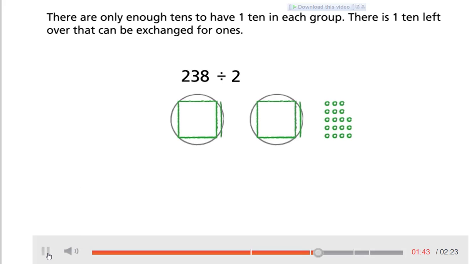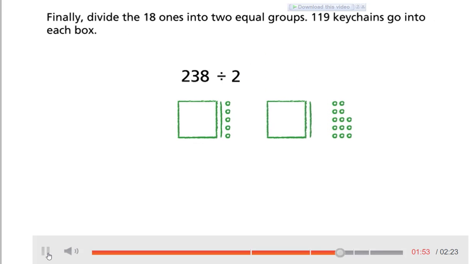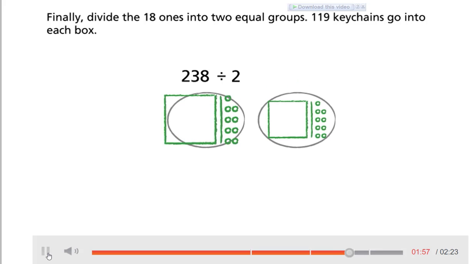There are only enough tens to have 1 ten in each group. There is 1 ten left over that can be exchanged for ones. Finally, divide the 18 ones into 2 equal groups. 119 keychains go into each box.